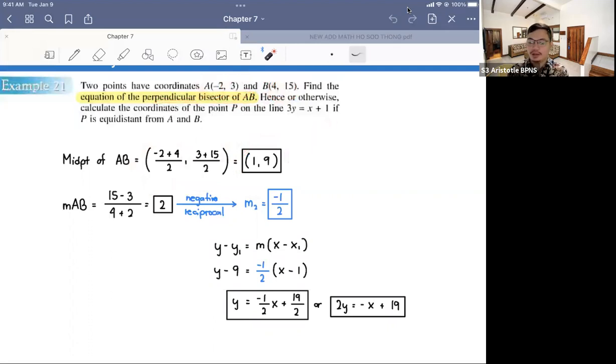Next, we need the gradient of the perpendicular bisector. So first, find the gradient of AB, which is 2. Now, to find the gradient of the perpendicular bisector, you need to get the negative reciprocal of 2, which is negative 1/2, right? So you have the midpoint and the gradient of the perpendicular bisector. You can just substitute them in this formula. Simplifying everything, you'll get y equals negative 1/2 x plus 19 over 2. Or you can write the answer this way. It's okay.